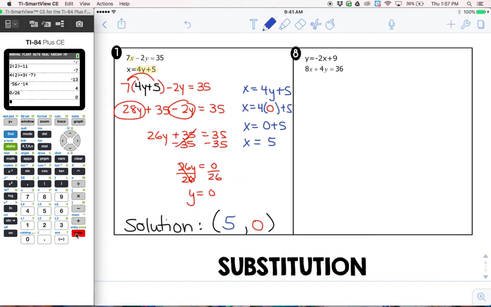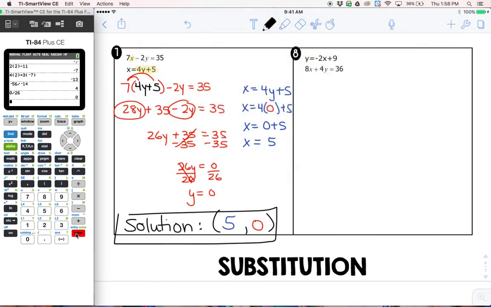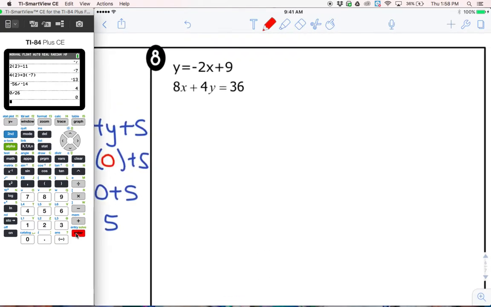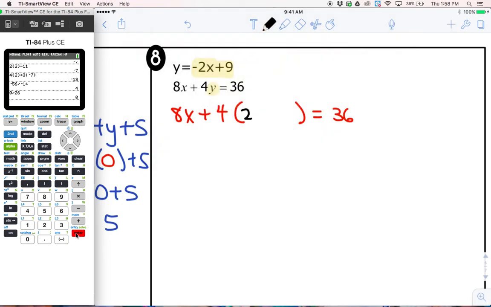All right. And problem number 8. In problem number 8, they have given me y equals again, just like problem 5. Okay, so I'm going to plug it in. I'm going to keep 8x plus 4. But I'm not going to write y this time equals 36, because y is equal to 2x minus 9. So in my parentheses, instead of writing y, we're going to write 2x minus 9.